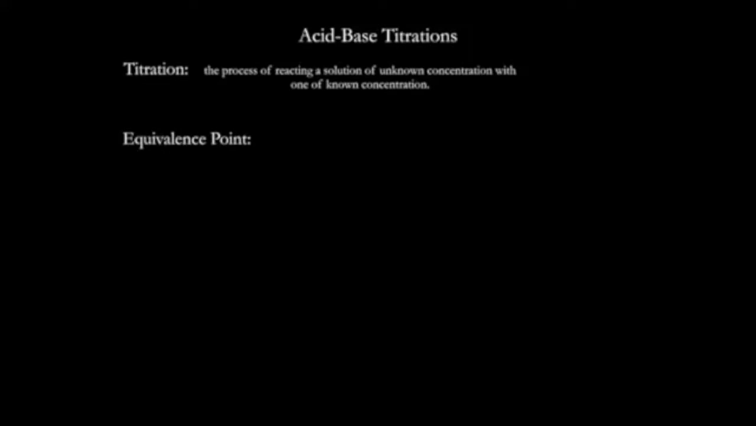The next concept is the equivalence point. The equivalence point is the point at which there are equal amounts of acid and base. Specifically, when we say equal amounts of acid and base, we're saying that you have equal numbers of moles of your acid and your base. So in a titration problem, what we're being told is that we have equal numbers of moles of your base and your acid.